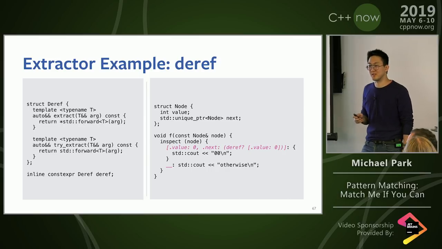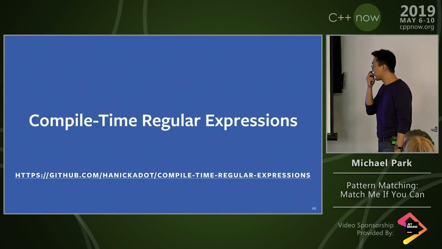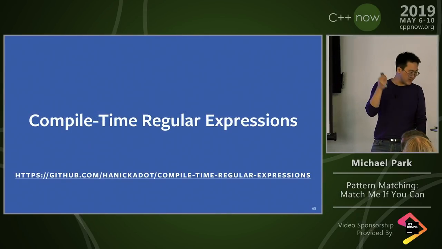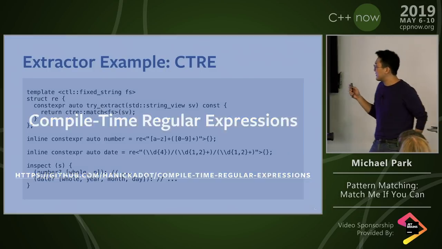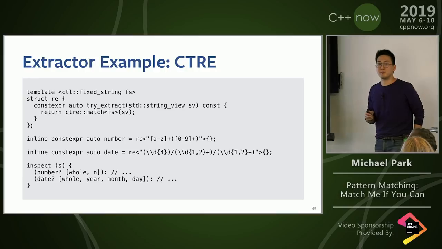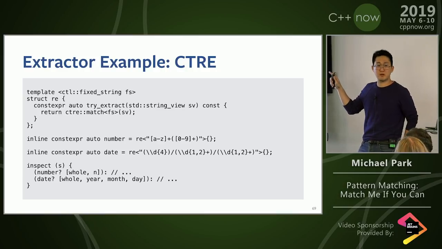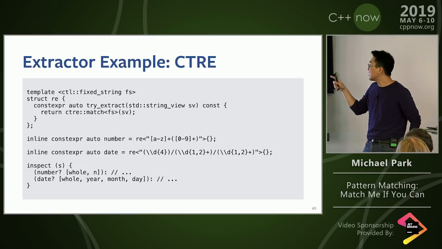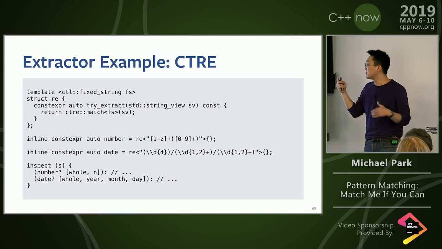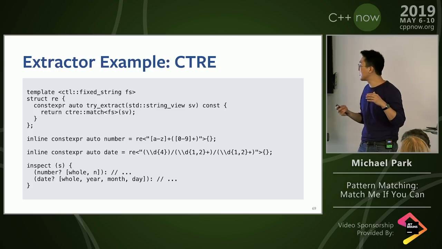I don't see that many frowns, so okay, let's move on. All right, so CTRE. Hannah gave an amazing keynote 2 days ago. Let's see how CTRE could fit into this whole picture. At the top here, I declared a struct RE, which has a try extract function, which takes a string view, and I call CTRE match on it. And the result of CTRE match is just going to be my result. Okay.